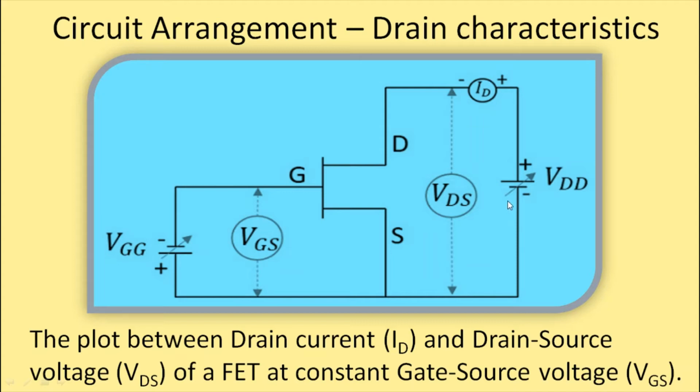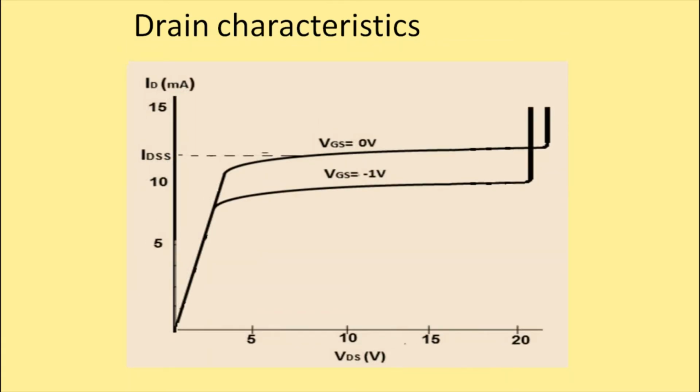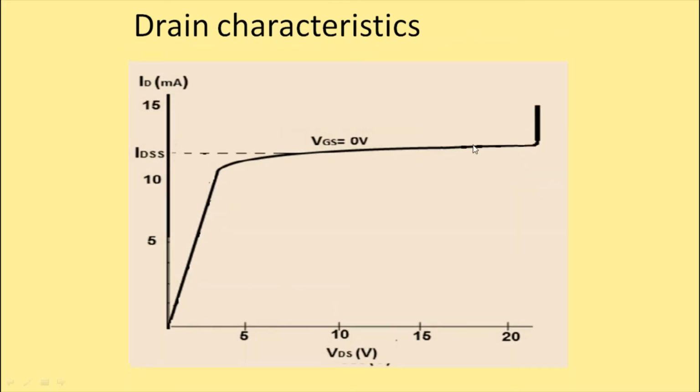In the next trial, we will again vary VDD such that VDS will be equal to, say, 0.5 volt. Then again for that, make a note of the drain current. Then again change VDD so that VDS may be equal to 1 volt, and again note down ID. This process repeats for a good number of trials. And then when we plot the graph, we get the graph something like this. If you observe this first graph, it is for the first trial with VGS equal to 0 volt.